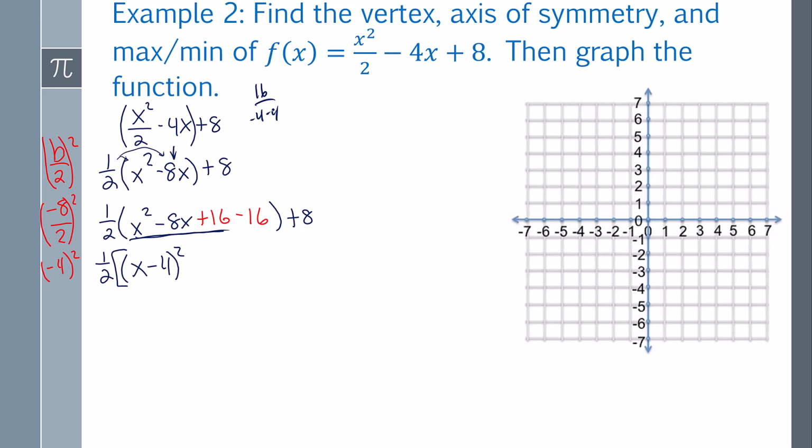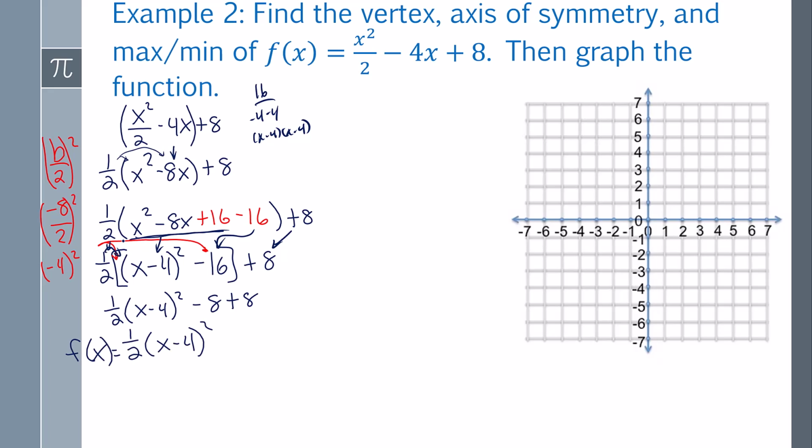And so I'm going to get 1/2, and then, because this factors into x minus 4 and x minus 4, that's where I get the x minus 4 squared. So the 1/2 comes down. That becomes x minus 4 squared. Then I have my minus 16, and then I have my plus 8. Now this 1/2 will distribute to both of those things. So the 1/2 times the x minus 4 squared, that's just 1/2 times x minus 4 squared. 1/2 times negative 16 is negative 8. Negative 8 plus 8 is 0. So there's my function.